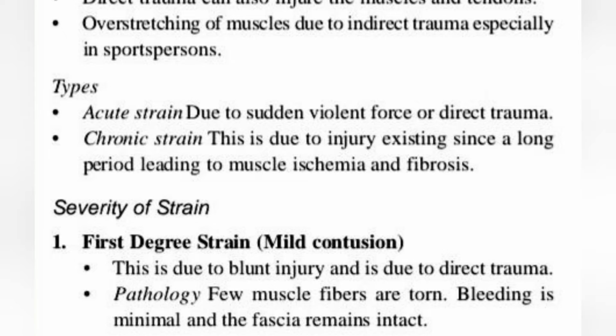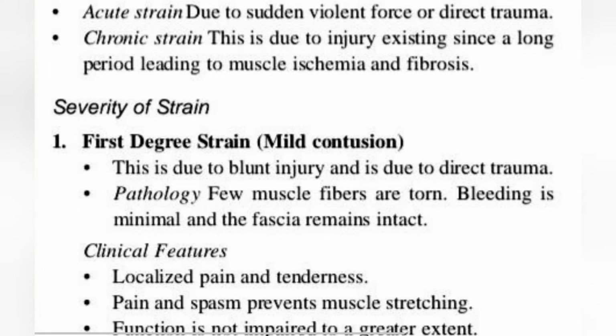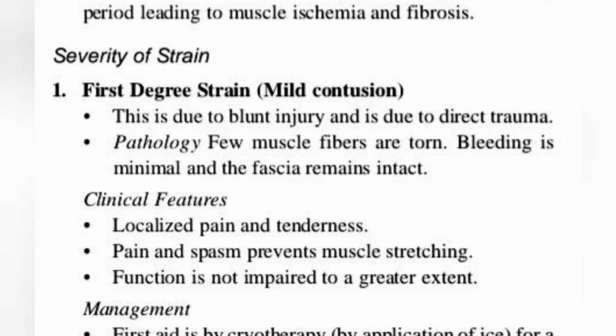What is the severity of a strain? There is first degree, second degree, third degree, and fourth degree. The first degree strain is a mild contusion. This is due to blunt injury and direct trauma. Pathology: few muscle fibers are torn, bleeding is minimal, and the fascia remains intact.